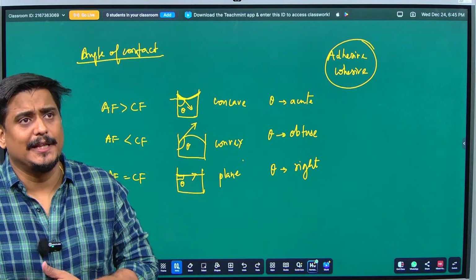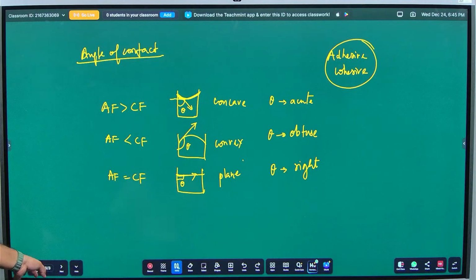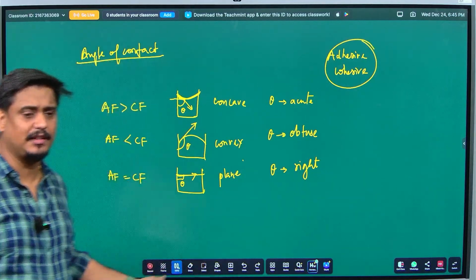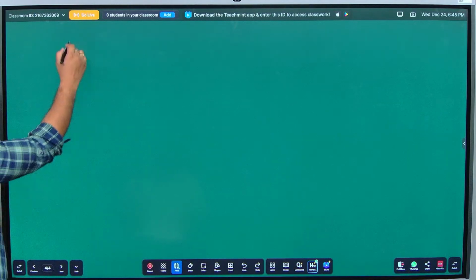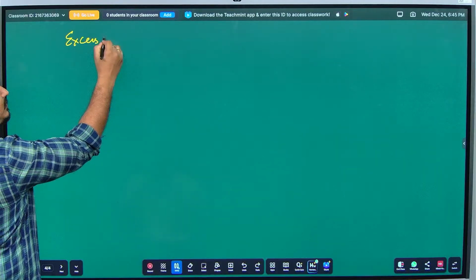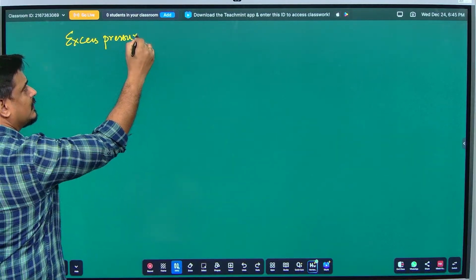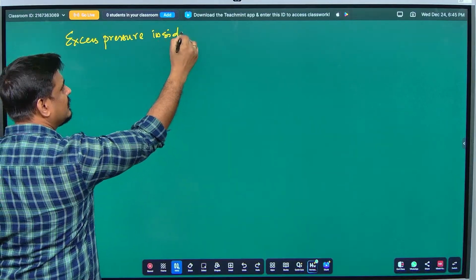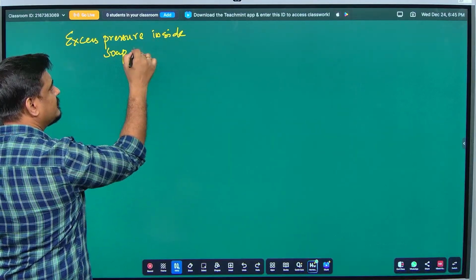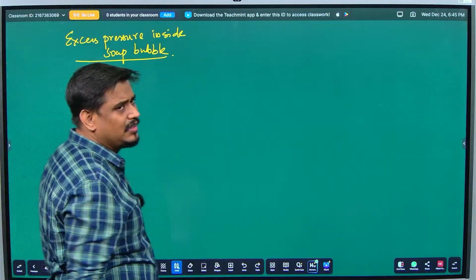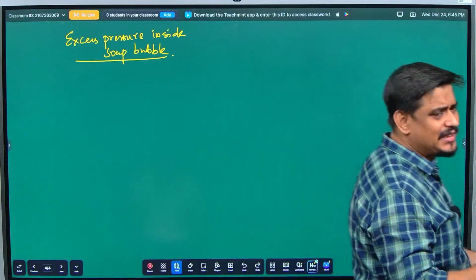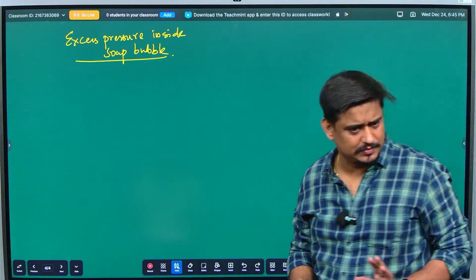Okay. Now coming back, before I go to capillary, the last topic of this chapter, I would like to talk to you about water drops and soap bubbles. Shall I give that heading? Can I change the page? Then give the heading as excess pressure inside a soap bubble. After we derive it for a soap bubble, we can extend this to a water drop or air bubble also. The concept remains the same.